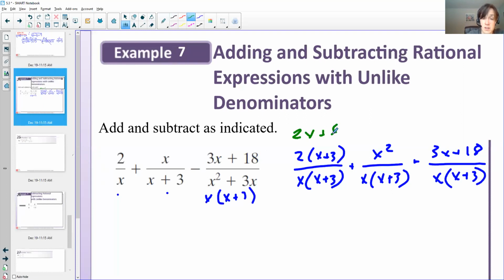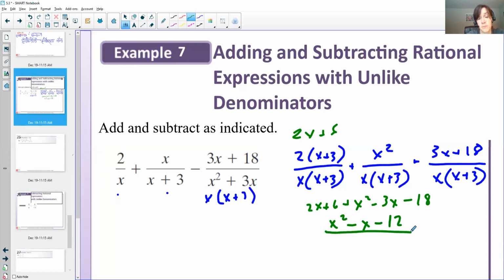All right, so let's combine stuff. I get 2x plus 6 plus x squared, minus 3x, distribute that negative, minus 18. So that becomes, I'm just going to do the numerator right here, so that's all I have room for. That becomes 2, let's see, x squared. 2x minus 3x is minus x, negative 18, and 6 minus 12. So x times x plus 3.